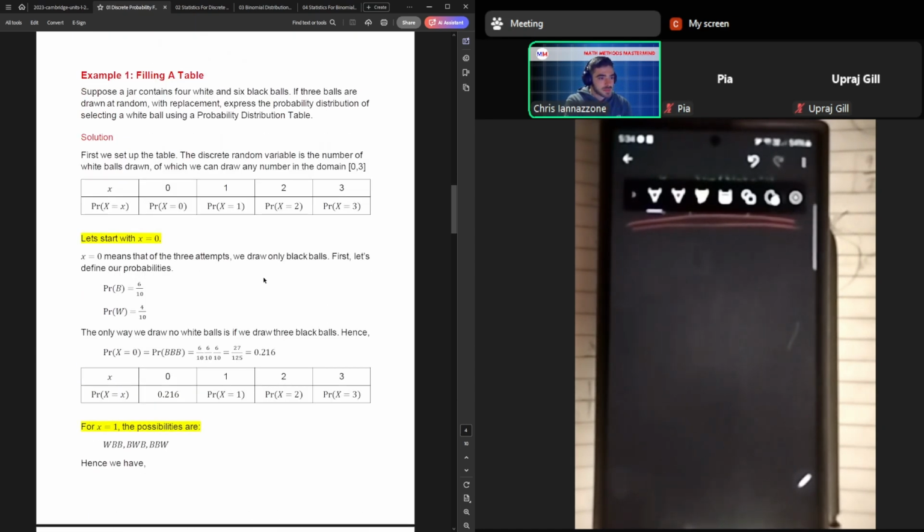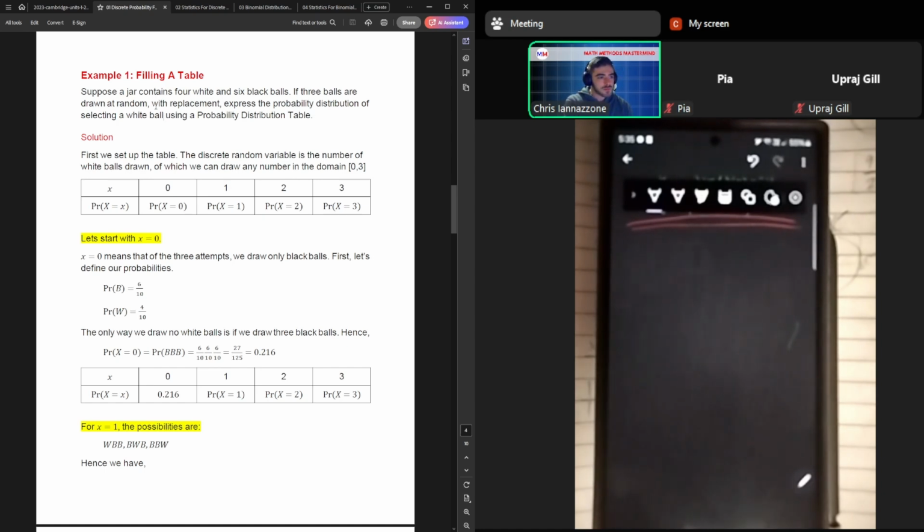Okay, so how do we actually fill a table like this? An example I have is a jar which contains 4 white and 6 black balls. 3 balls are drawn at random with replacement. From there, we're going to create our probability distribution specifically around white balls. This table is going to be around how many white balls could potentially be selected if 3 balls are drawn at random with replacement.